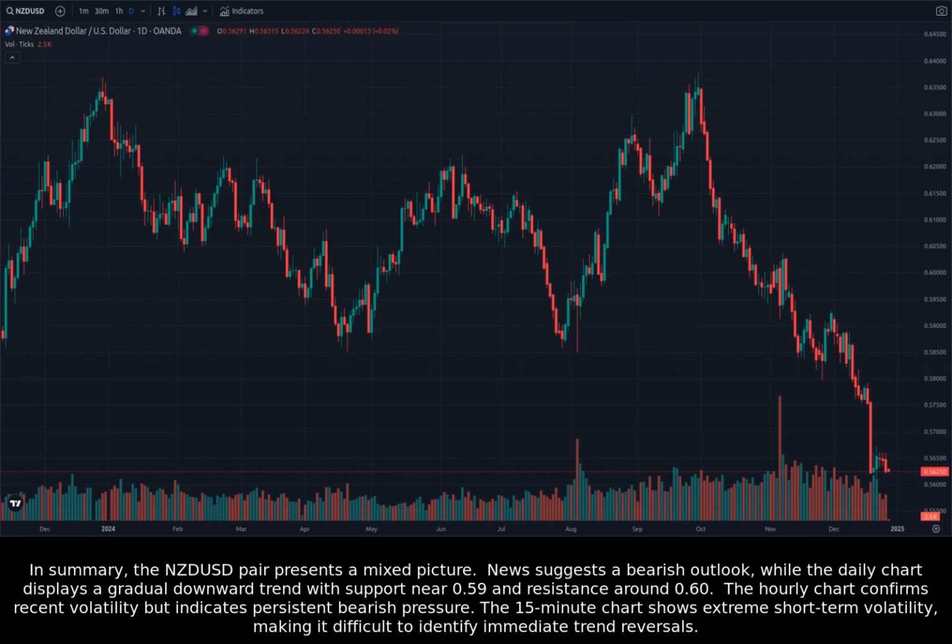In summary, the NZDUSD pair presents a mixed picture. News suggests a bearish outlook, while the daily chart displays a gradual downward trend with support near 0.59 and resistance around 0.60. The hourly chart confirms recent volatility but indicates persistent bearish pressure. The 15-minute chart shows extreme short-term volatility, making it difficult to identify immediate trend reversals.